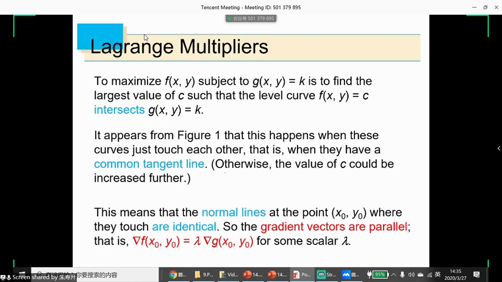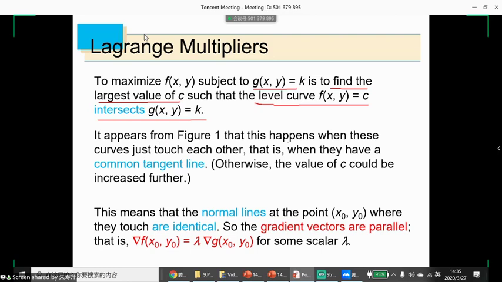It's not easy to understand. To maximize f subject to c equal to k is to find the largest value of c such that the level curve f equal to c intersects c equal to k.